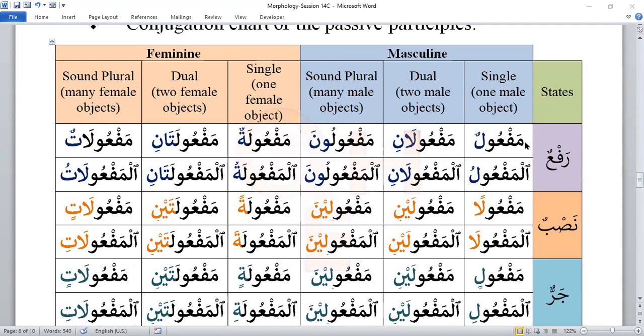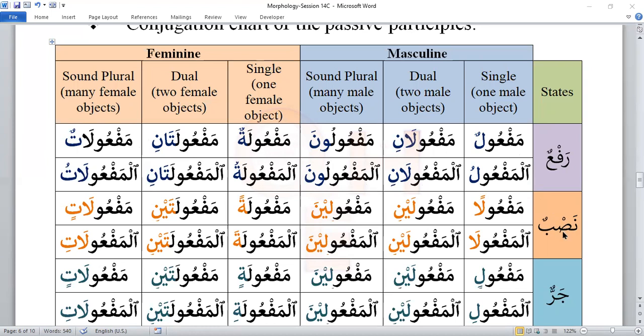So let's go over one more time for the default state. For the masculine and feminine together, maf'ulun, maf'ulani, maf'uluna, maf'ulatun, maf'ulatani, maf'ulatun. Okay, I'm showing the exact same nouns using the definite article. It's the same conjugation, no difference. The only thing is the definite article and tanween do not coexist. So wherever we have tanween, it will be a single vowel when we have the definite article.